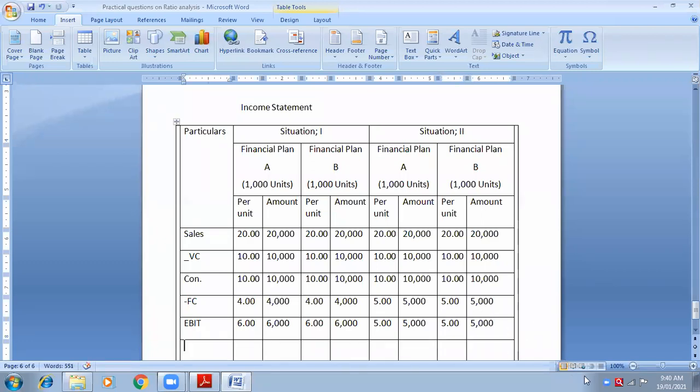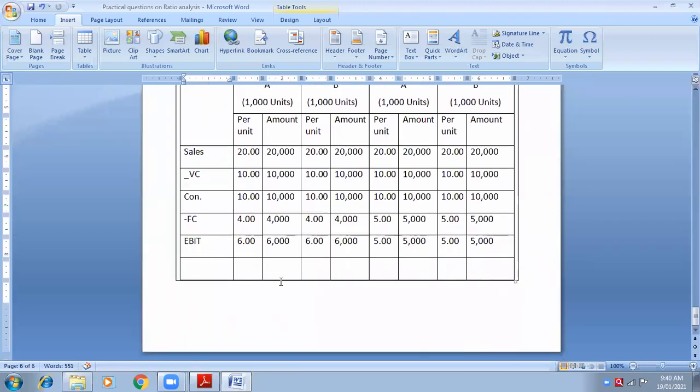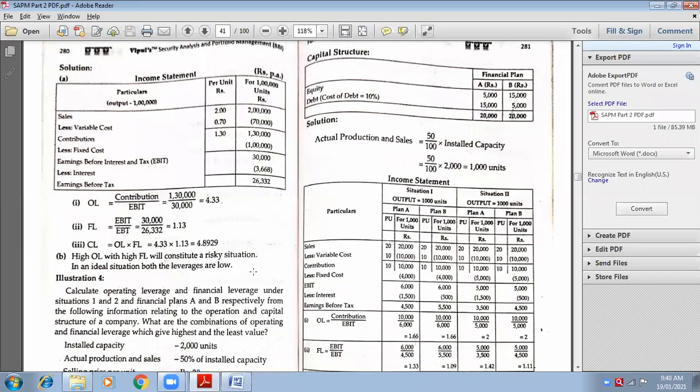Okay. After EBIT, what will I do? Less interest. Very good. How will I find interest? Can somebody tell me? It is not directly given in the question. But capital structure is given. Cost of debt 10%. Borrowed funds are given, yes.